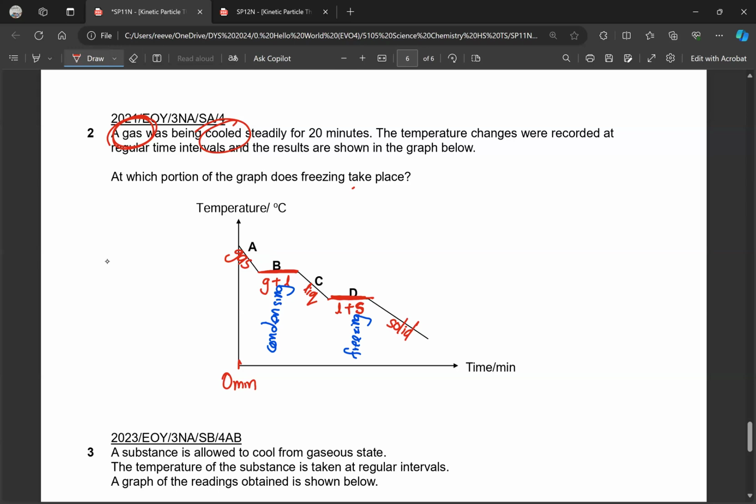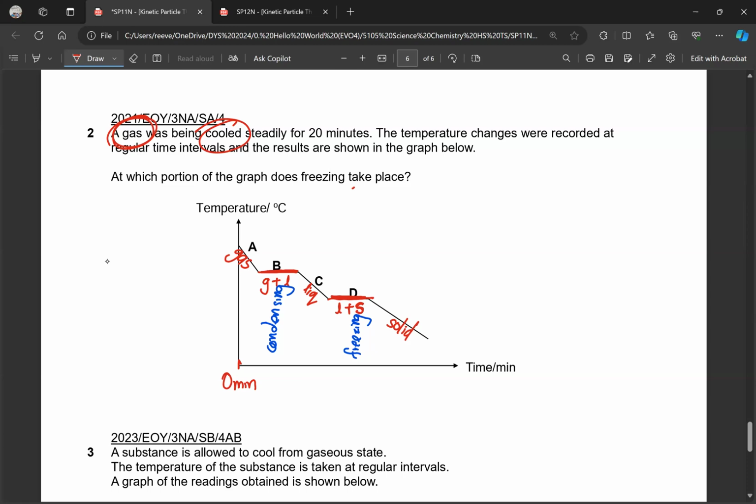I know this is an MCQ, but you must understand this is a very special graph. It has two horizontal lines. I repeat, there are two horizontal lines. A bit special. The previous one only had one horizontal line. So with two, that means there is condensing and freezing, all in one graph.